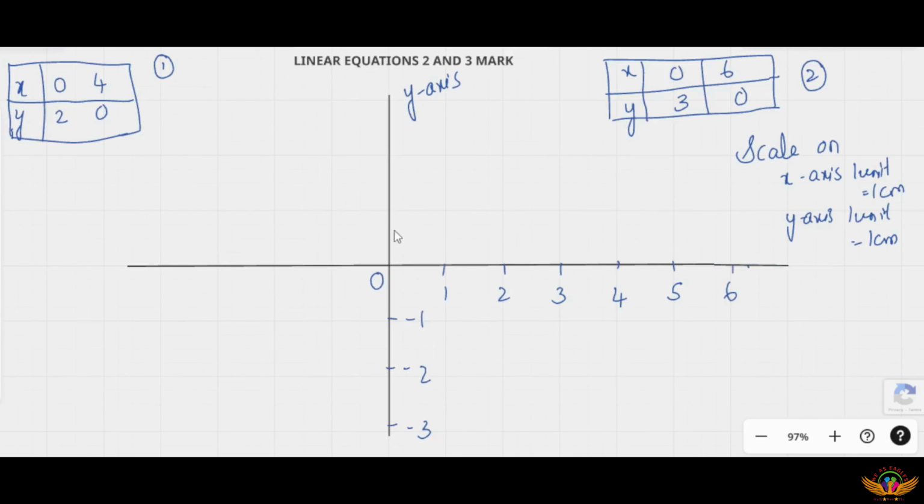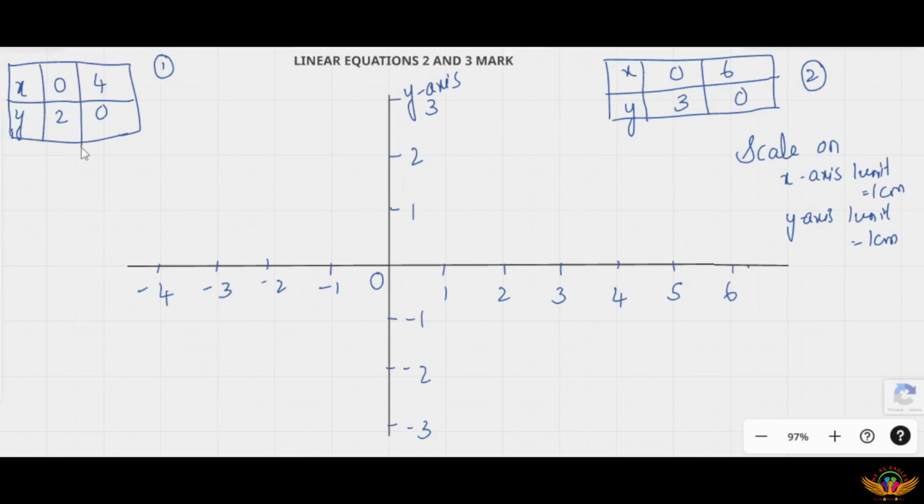Done. And here also, so what is the y value? Y value is only up to 3, right? So 1, 2, and here it is 3. And here minus 1, minus 2, minus 3, minus 4. Okay. So now let us do the first equation.